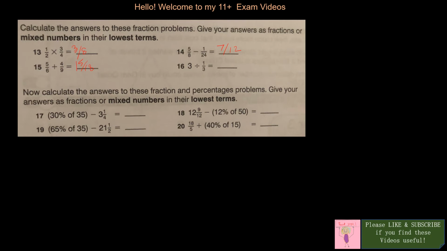Three divided by 1/3 is 3 multiplied by 3, 9. Isn't it? It is that.